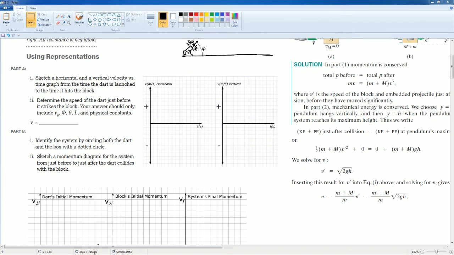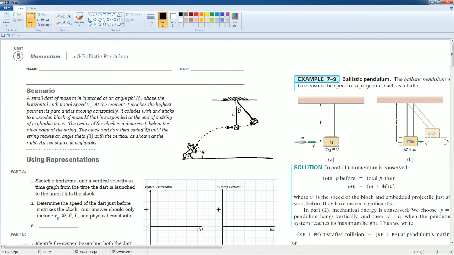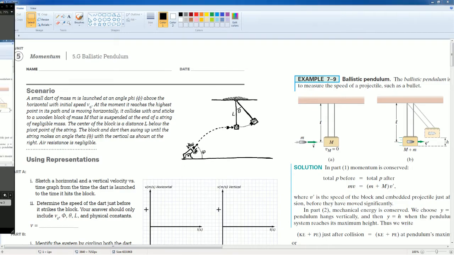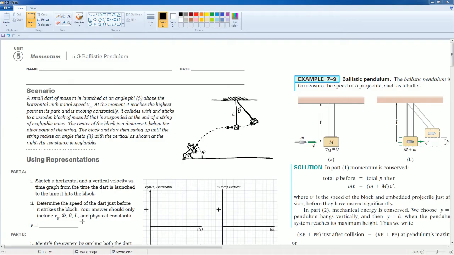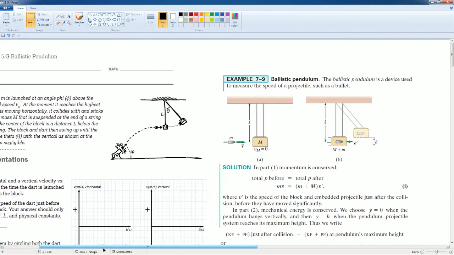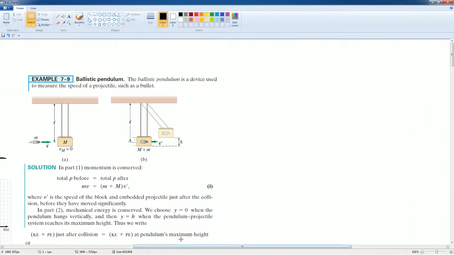Welcome to the AP Physics Workbook tutorial. Here I will be covering 5.G, the Ballistic Pendulum problem. To help you along, I supplied you with these notes here that you should take a look at.